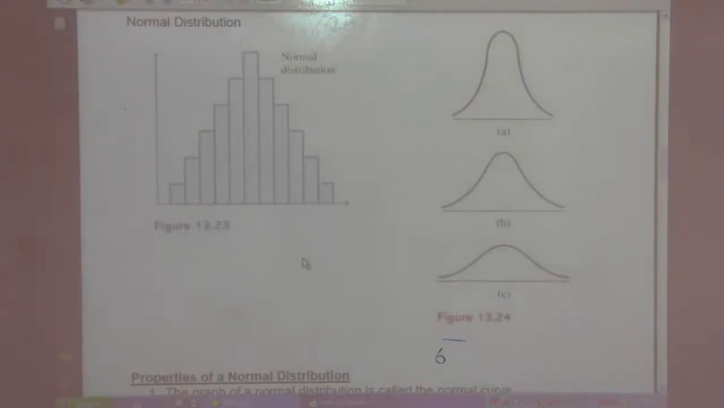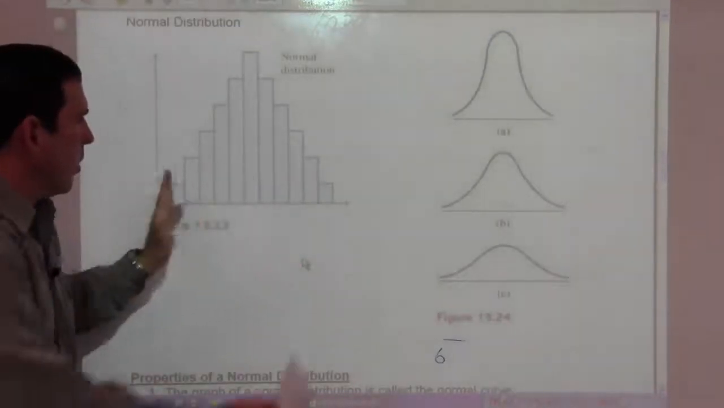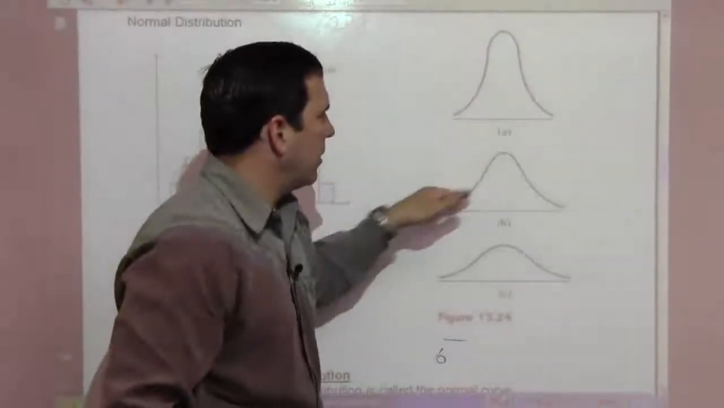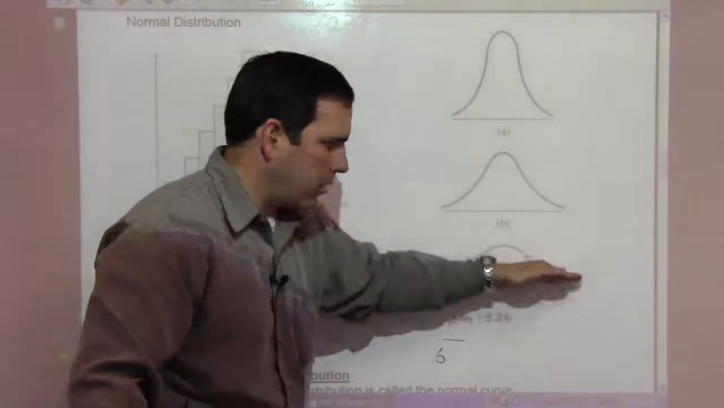Okay, the next one is the normal distribution. This is a curve where it's small on the outsides and works up to peak on the inside. So you get a curve like that. It's called a bell curve.